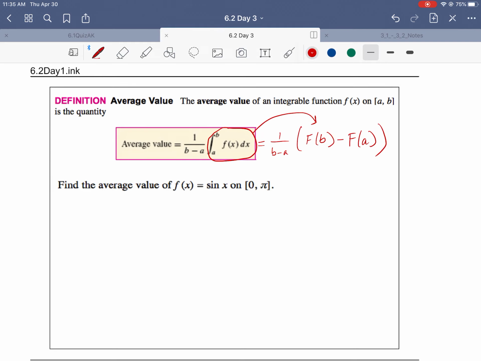Okay, so in these problems, they're as simple as take your function and your interval and set up what the formula tells you. 1 divided by pi minus 0, integral 0 to pi sine x dx. Okay, you can put it in your calculator. Some of these are easy enough you might choose to do it by hand, but you don't have to. So it's 1 over pi multiplied by the integral from 0 to pi sine x dx.